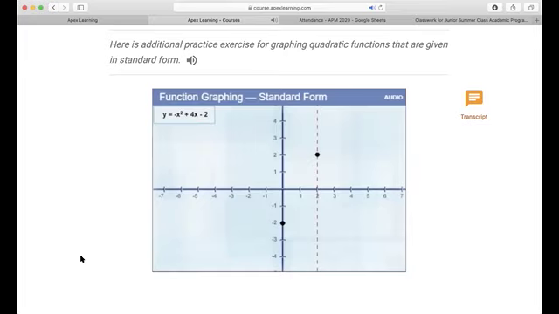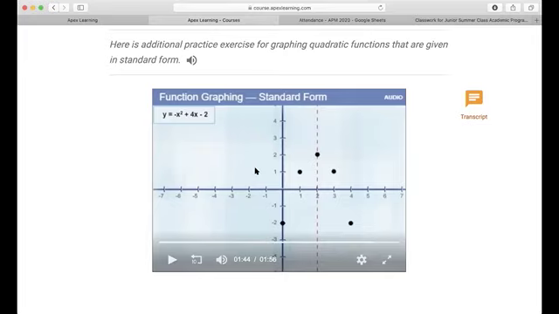You know the function must be symmetric around x equals 2, so you can reflect the points from the y-intercept across the axis of symmetry to get another point at x equals 4, y equals -2. You can find more points by plugging in other values of x into the function. When x equals 1, you can calculate that y must equal 1. And when x equals 3, you can calculate that y equals 1.